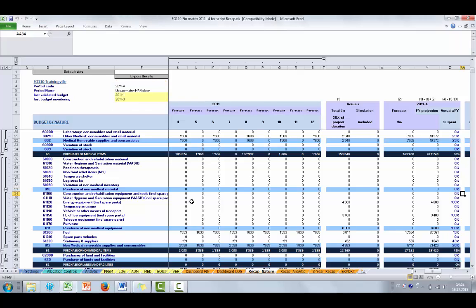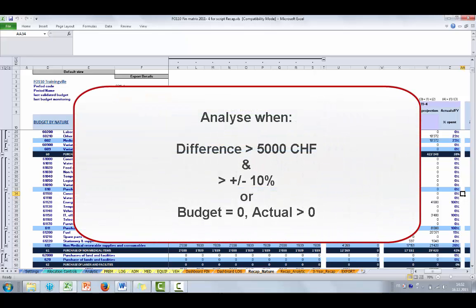The analysis must focus in priority on the most significant variations. The MSF rule is to focus on accounts with variations above 5,000 Swiss francs and above 10%. Those can be positive or negative variations.